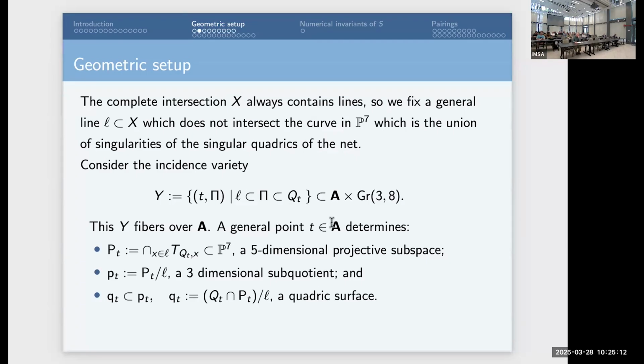The general point t in A, as well as the quadric, determines three things. There's a capital P of t, which is going to be a five-dimensional projected surface. Namely, I'm in P7, I have a line.